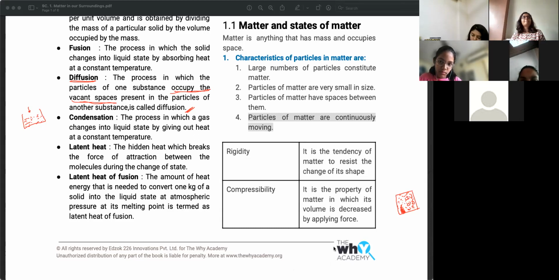Okay. So based on diffusion, I'll ask you guys a couple of questions. One is, again, let's take perfume bottle. Like if there is a perfume bottle that is open and kept in one corner of the room, why are you able to smell it from another corner of the room?